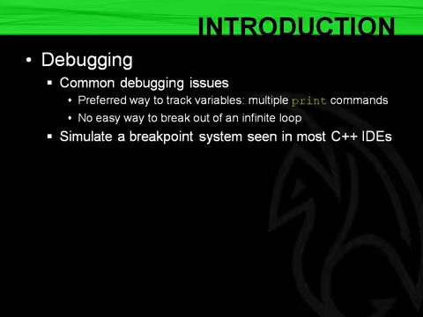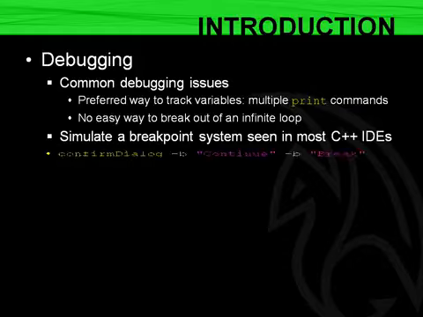So in C++, there's something called a breakpoint that allows you to choose a line of code and say when I get to this line, then I want you to stop and I want you to tell me what the values of my variables are, or allow me to examine my code, essentially where I am. Mel does not let you do this, but what we're going to do is sort of try to simulate a system that resembles a breakpoint system that we see in most C++ development environments.